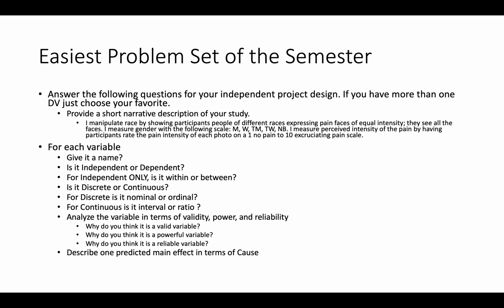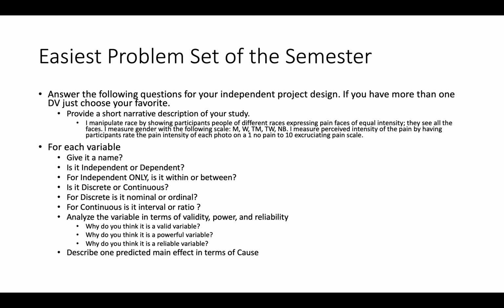That would be my other independent variable, but this is a case where it's a measured independent variable. You see that? It's not manipulated, so that's why I don't call it independent and dependent all the time, because manipulations aren't the only things that are independent variables. Measures, like in this case, can also be an independent variable depending on how I think about my study. And then I measured perceived intensity of the pain of the patient by having participants rate the pain intensity of each target they saw on a 1 to 10 excruciating pain scale.